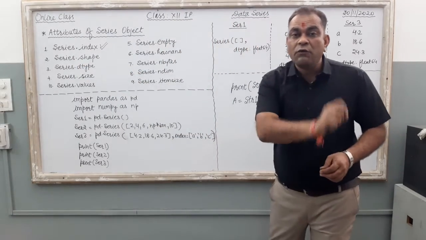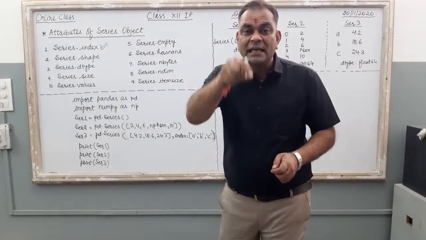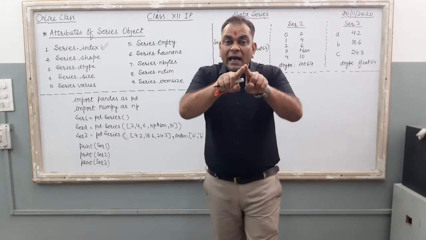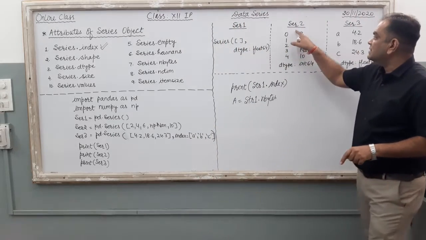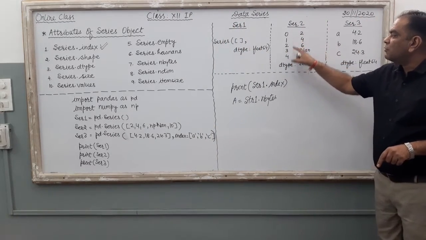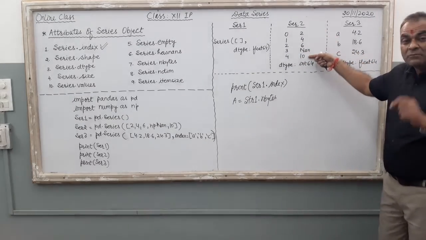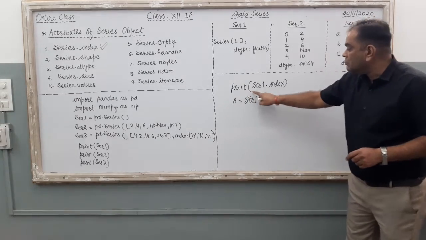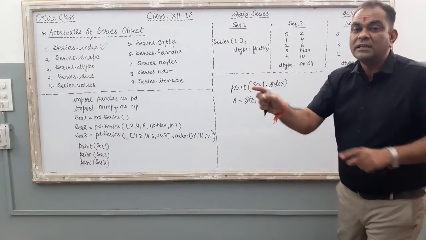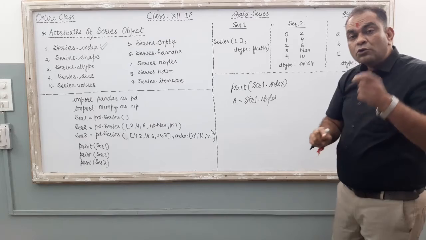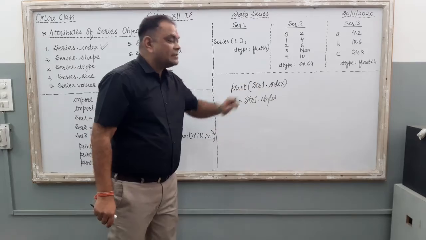What can it do for you? If you use this index attribute with your series object, it will show the index values on the monitor, right? Suppose it is series number 2, here 0, 1, 2, 3, 4 are the index values, and 2, 4, 6, NA and 10 are the data items of the series. So when you use str1.index, the index values appear on the monitor. Clear? To show only the index values from the series, we use the index attribute, right?